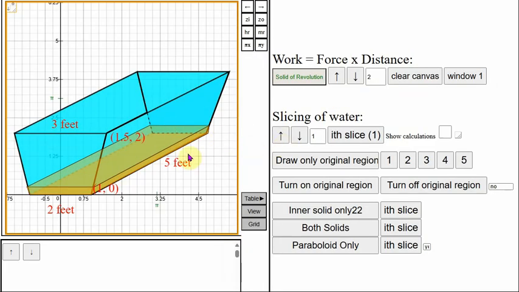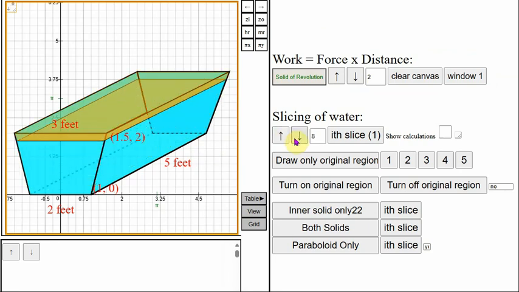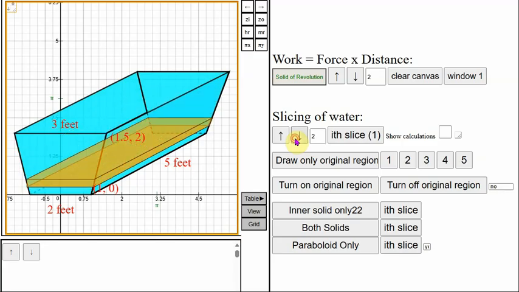And what I'm going to do is this water here, I'm going to divide it into 8 slices like this. So we have 8 slices of water. And then we're going to move each slice over to the top. And then we'll find the work done in moving each slice of water to the top. And so here is slice number 1.